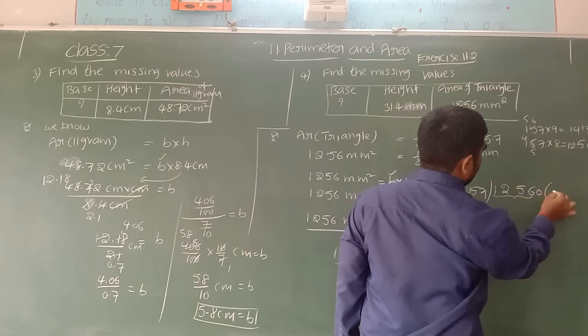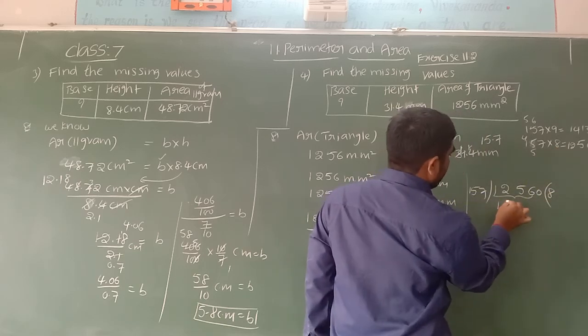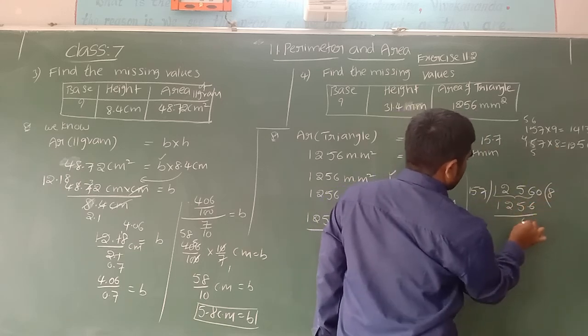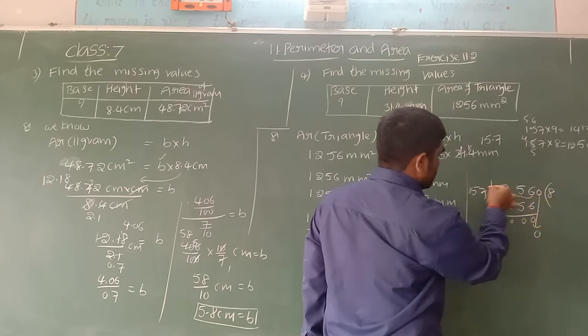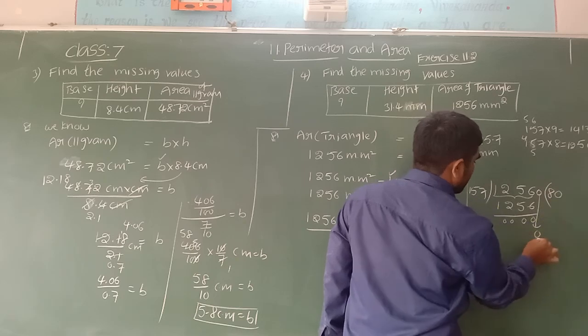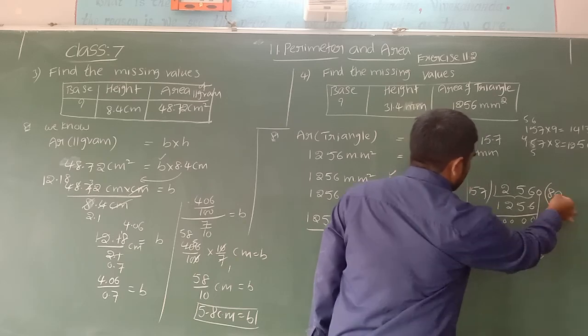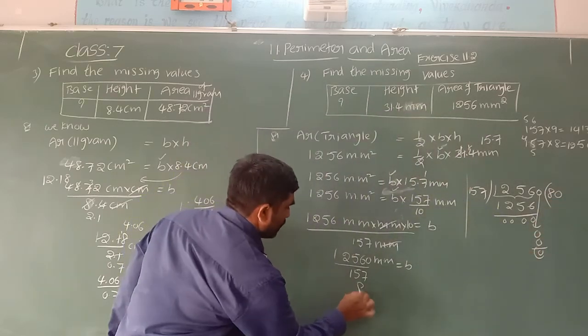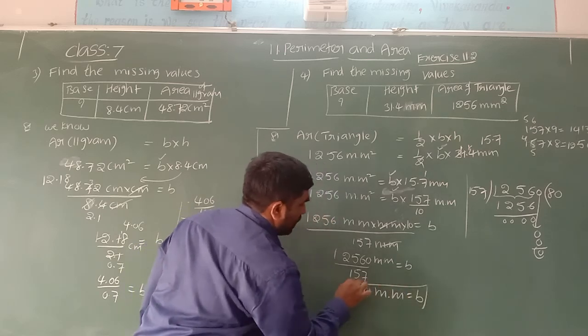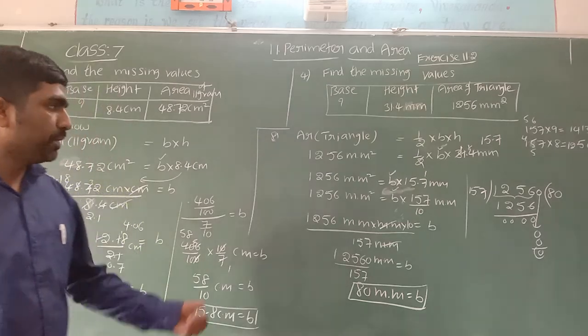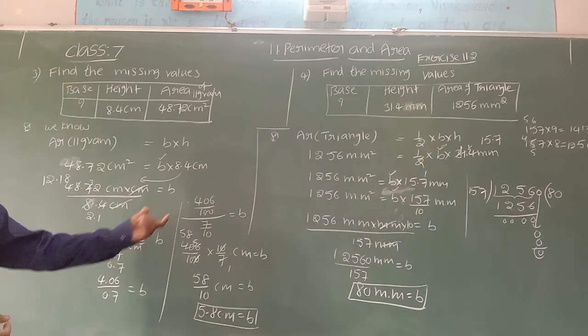157 8s are 1256. So 0, 0, 0. One more 0 you can bring down. Now in 0, this 157 table goes 0. So 157 zeros are 0. So what can we get here? 80. So 80 millimeter is equal to base. That is the missing value. So that is the way you can find the missing values with the help of the known formula.